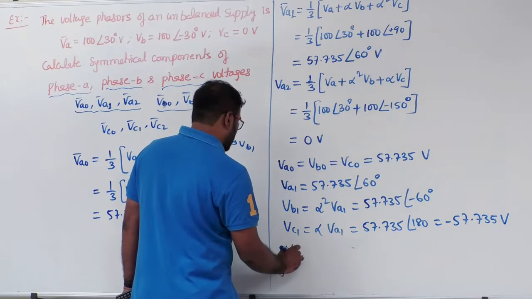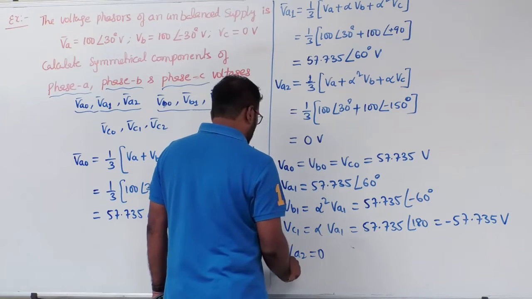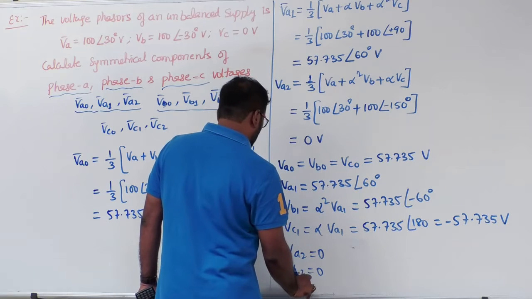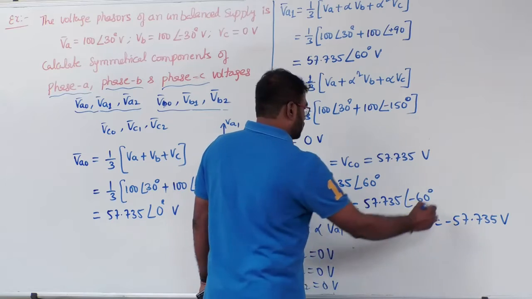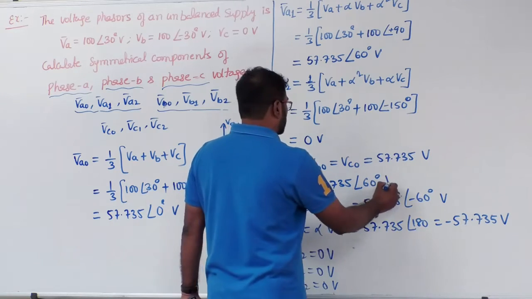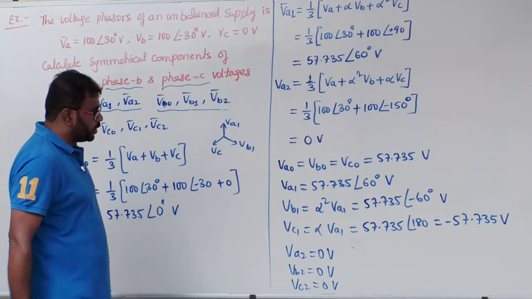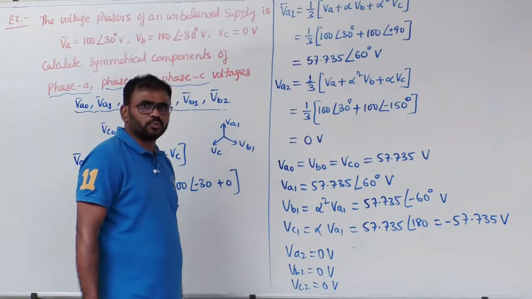Tell me what is VA2? VA2 is 0. If VA2 is 0, VB2 is 0, and VC2 is also 0. Clear? So that covers VA0, VA1, VA2, VB0, VB1, VB2, VC0, VC1 and VC2.